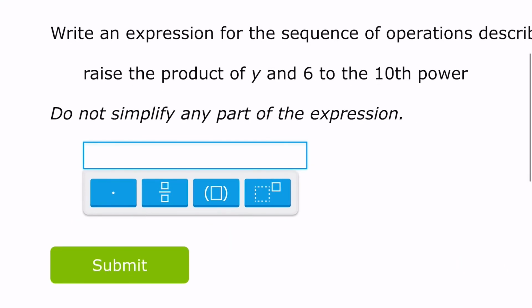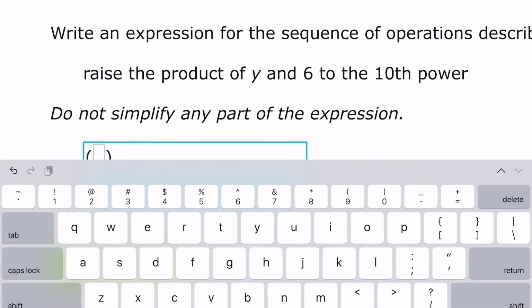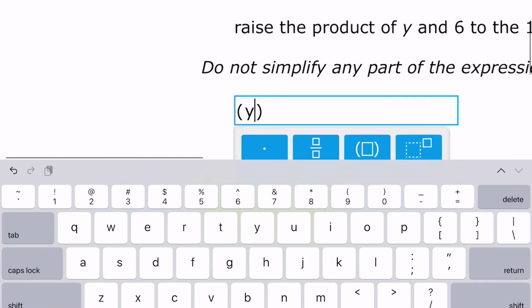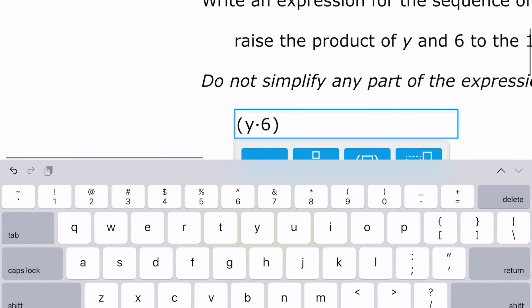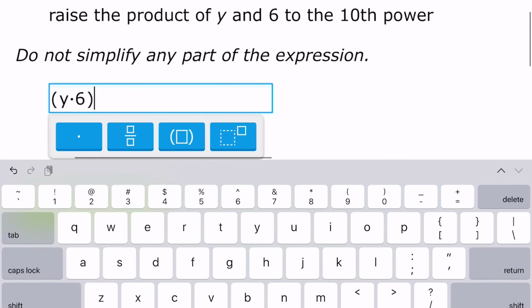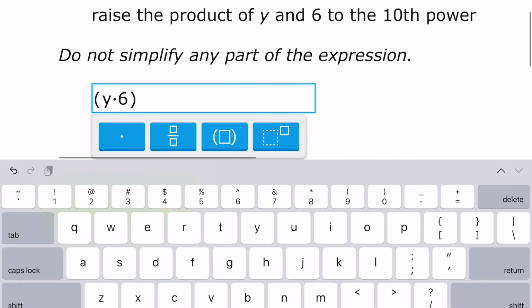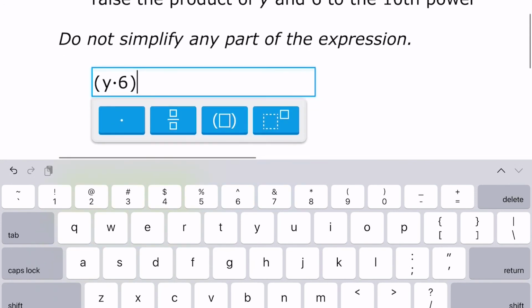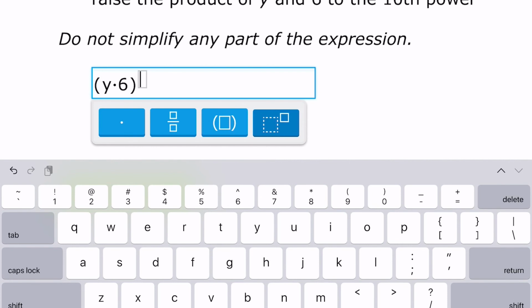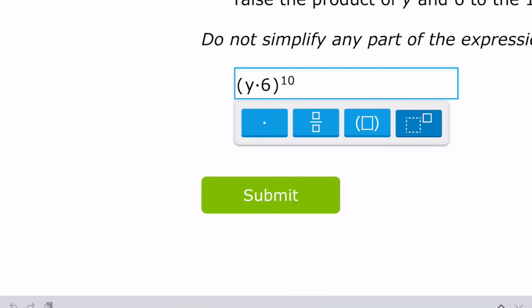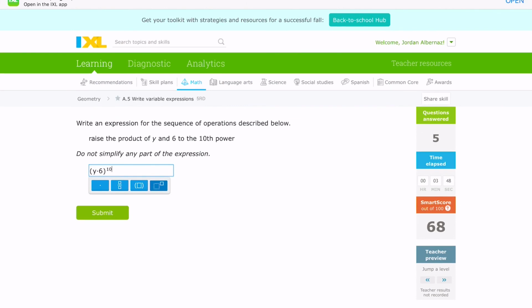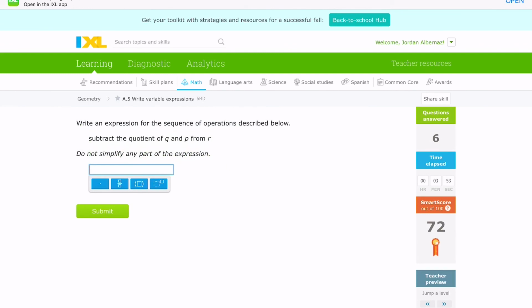Ooh, this is a good one. Raise the product of y and 6 to the 10th power. So we're going to do y times 6, exactly what they told me to do. Y times 6, right? Raise the product of y and 6 to the, oh, I don't know if it's going to accept that. Oh yeah, it did. To the 10th power. All right. The product of y and 6. Product means multiplication. There we go.